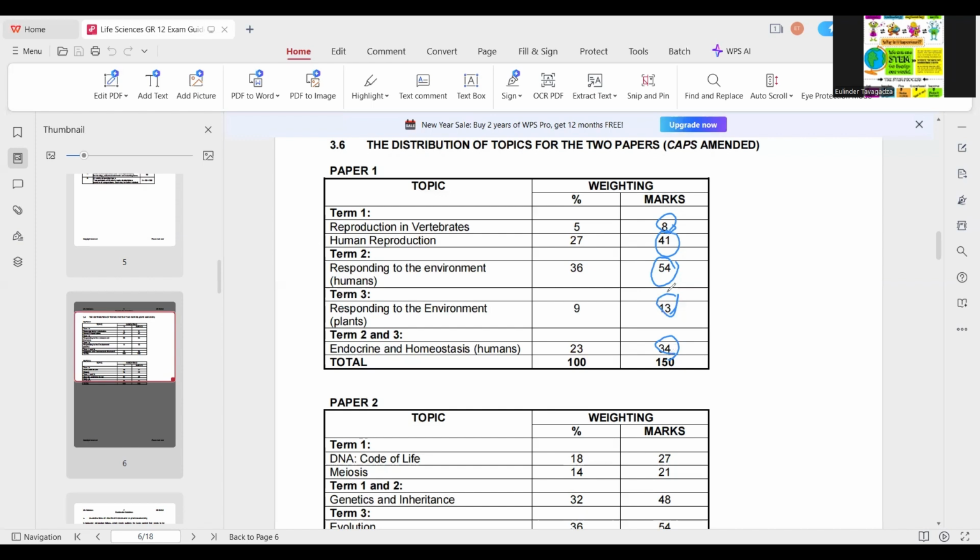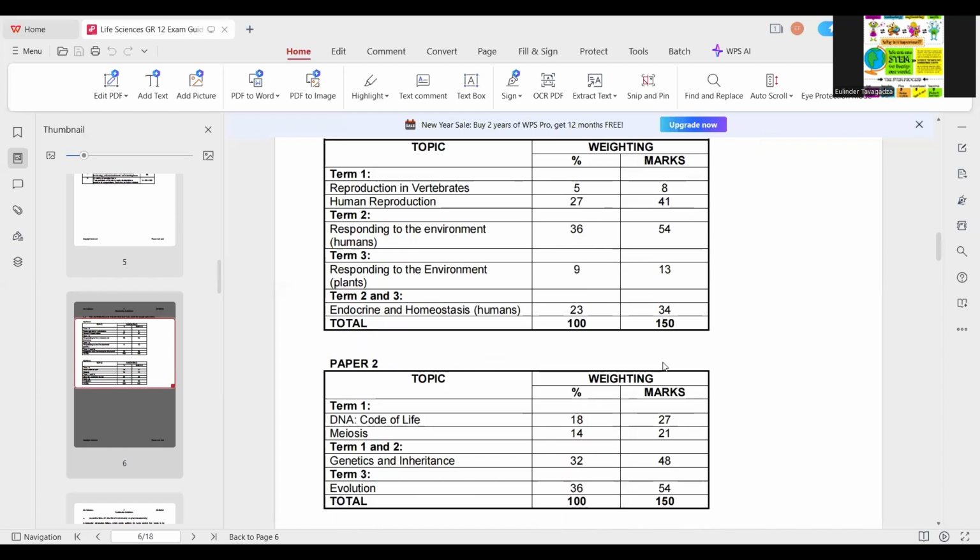Then we move on to paper 2. In paper 2, we also have topics. The first topic that we have is DNA, the code of life. We are going to learn this in term 1. DNA, the code of life, is going to give us 27 marks.